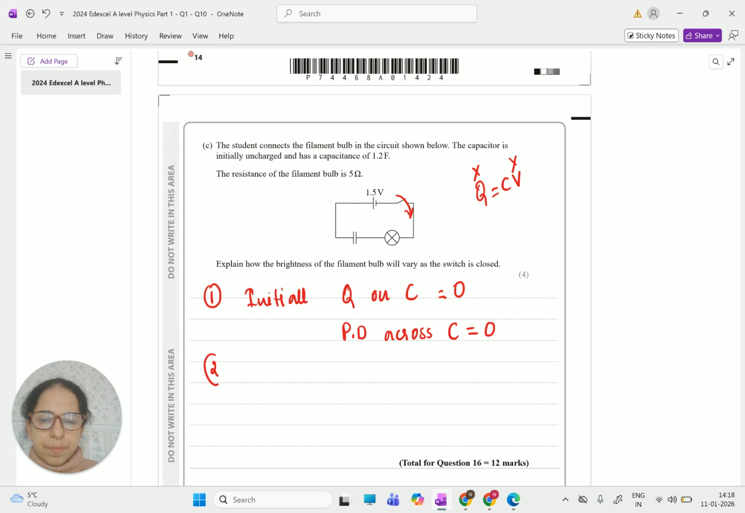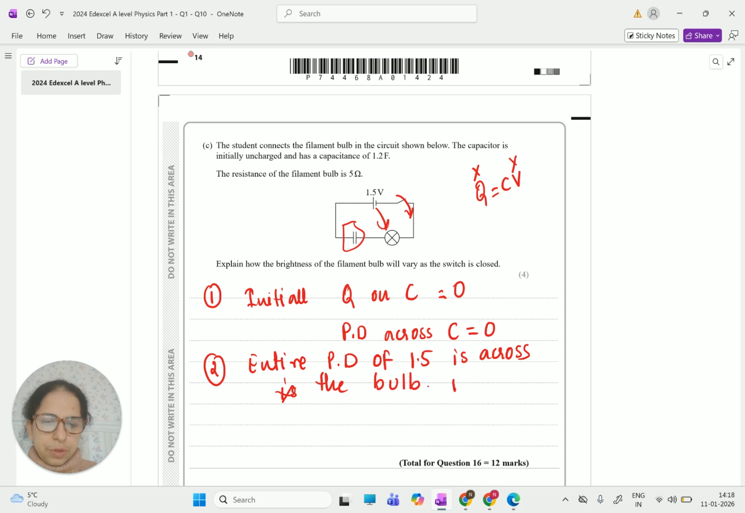Now, the entire voltage of 1.5 is across the bulb, right? And there's no potential difference across the capacitor, so the entire voltage is across the bulb. So the bulb is what? Bright. So initially the bulb is very bright. Okay, so we have explained the initial condition.